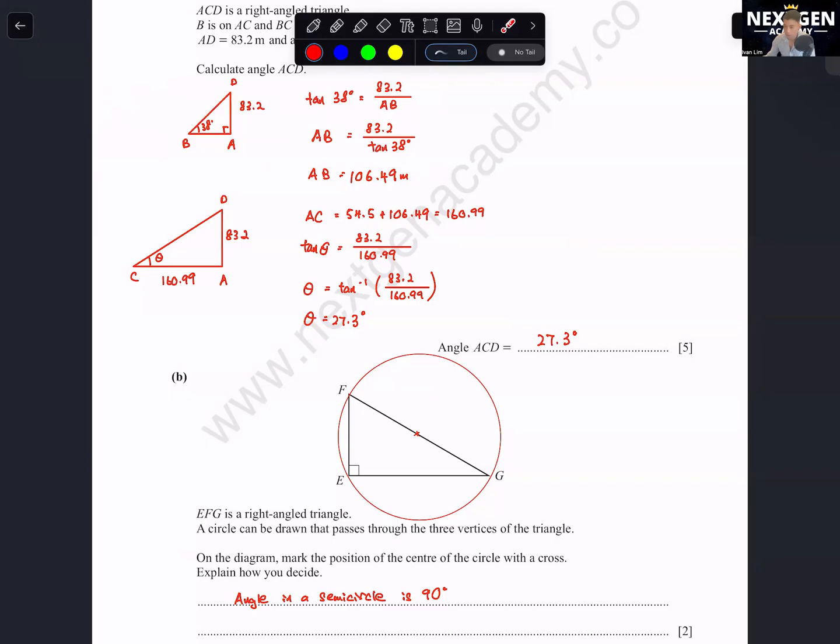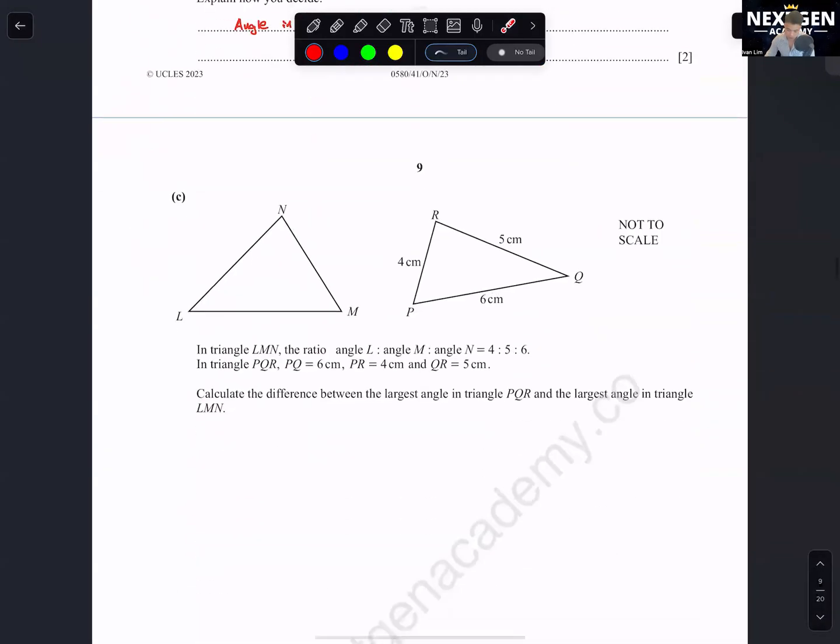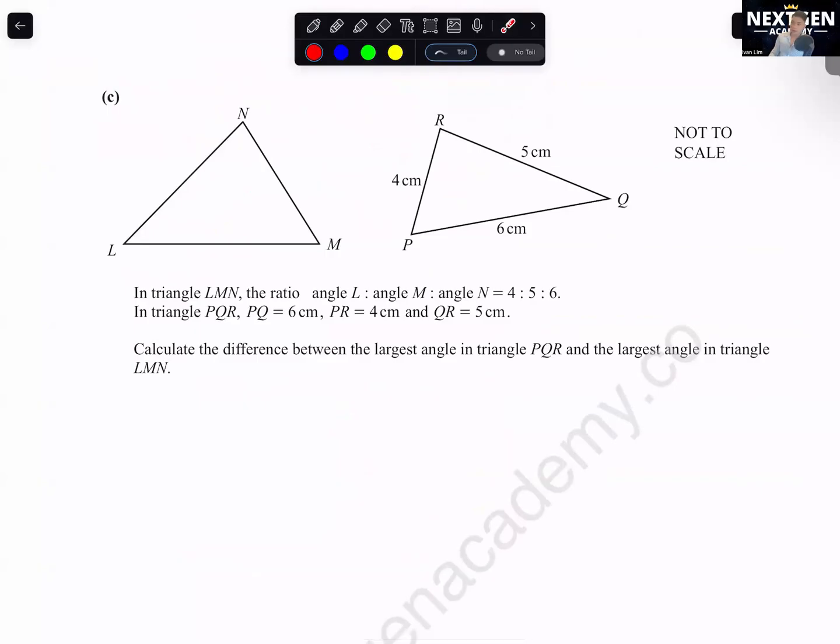Okay, any more question? Okay, any more question here? Okay, question C, I think is an interesting question. It's a 7-mark question. Okay, do you all get this answer here? It's not very hard, okay? Just need to read the question a little bit properly. In triangle LMN, the ratio angle L to M to N is 4 to 5 to 6. In triangle PQR, PQ is 6, PR is 4, QR is 5 cm. Calculate the difference between the largest angle between both the triangles.